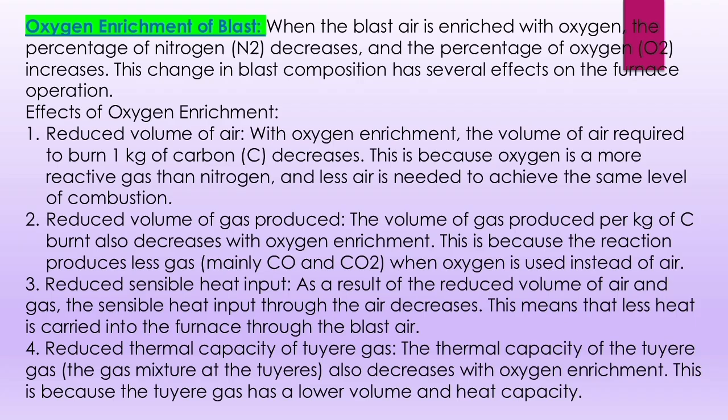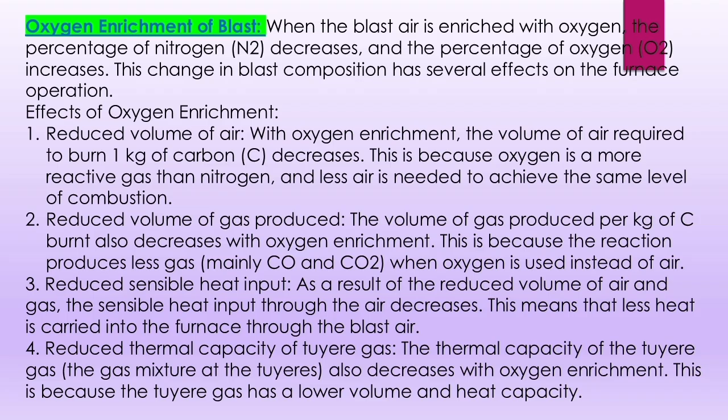When the blast air is enriched with oxygen, the percentage of nitrogen, N2, decreases, and the percentage of oxygen, O2, increases. This change in blast composition has several effects on the furnace operation. Effects of oxygen enrichment. 1. Reduced volume of air. With oxygen enrichment, the volume of air required to burn 1 kilogram of carbon, C, decreases.